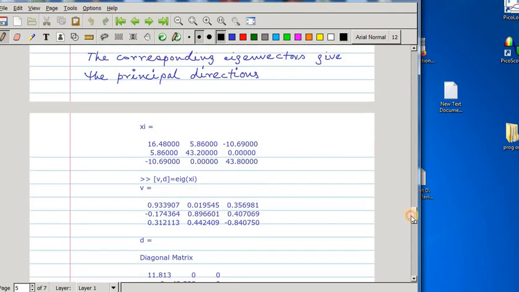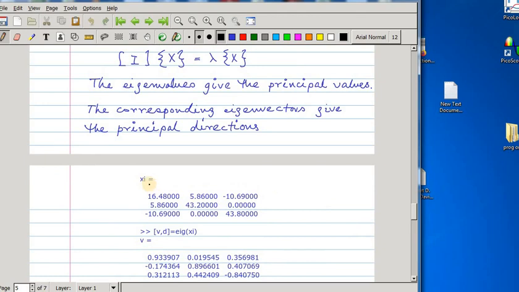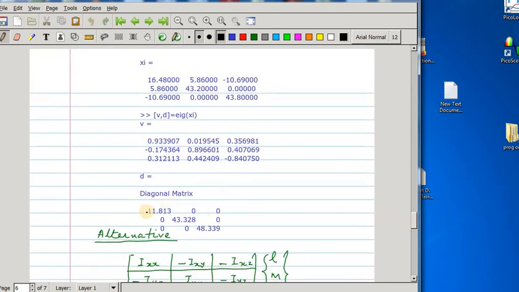So we have done it in Octave, and you know Octave is very similar to MATLAB. So this xi actually is the moment of inertia matrix, and this is the eigenvalue command, and in V there will be the eigenvectors in columns, and in D the diagonals of D will give you the eigenvalues. So these three are the principal values of moments of inertia, and this is the direction.